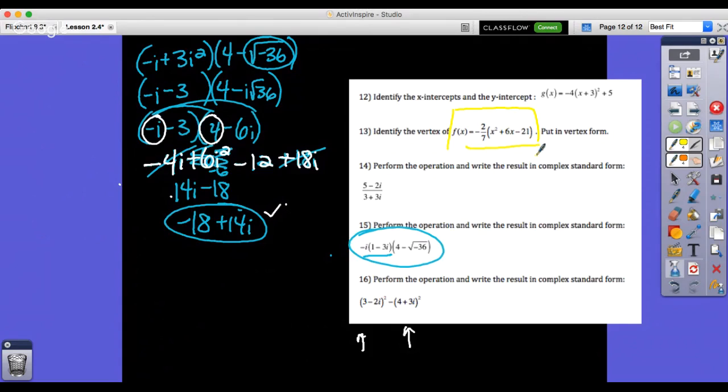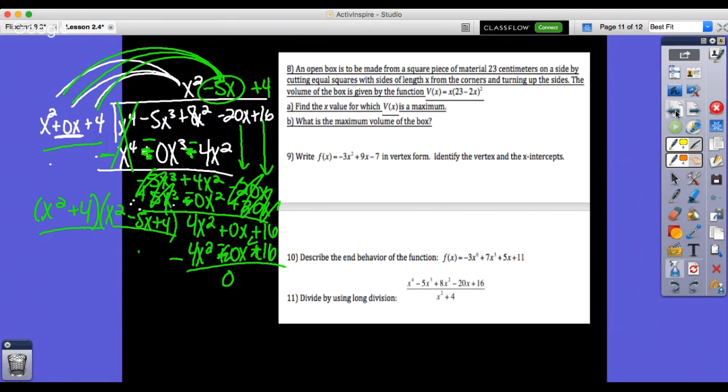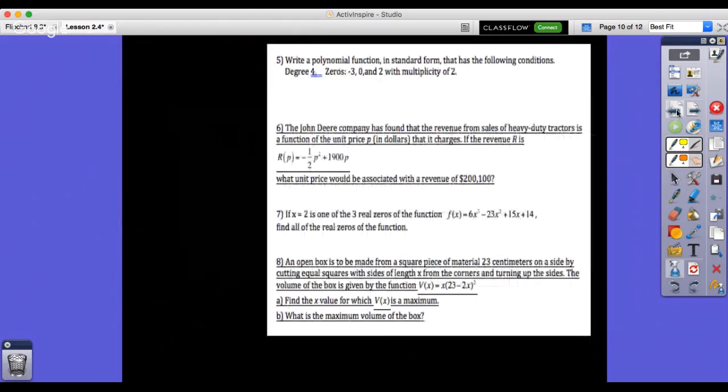And then can we do number 5? Unless you need to go, or are you good to keep working? I think I could do one more. Is that cool? Yeah, that's fine. So, write a polynomial function in standard form that has the following conditions. Cool. Yeah.